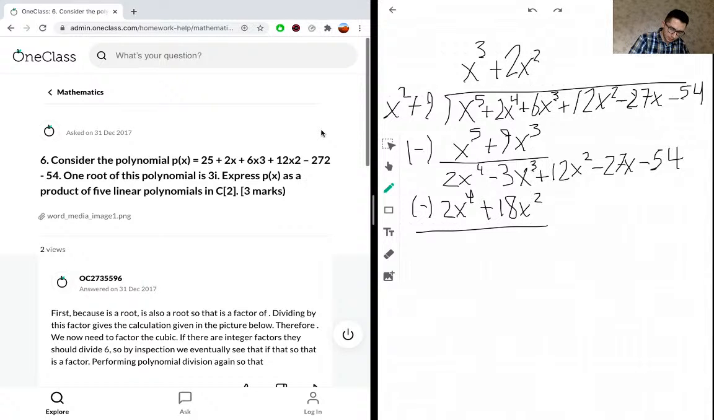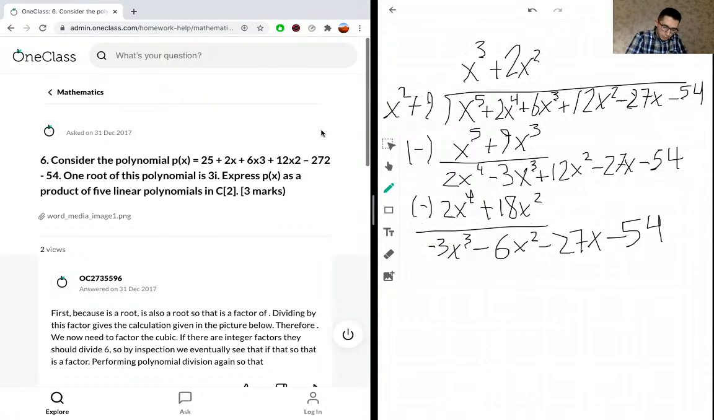And now we get negative 3x to the power of 3. Then we have 12 minus 18, which will give us negative 6x squared. And then we have the rest, so negative 27x minus 54. So finally, or not finally, there's two more steps still.